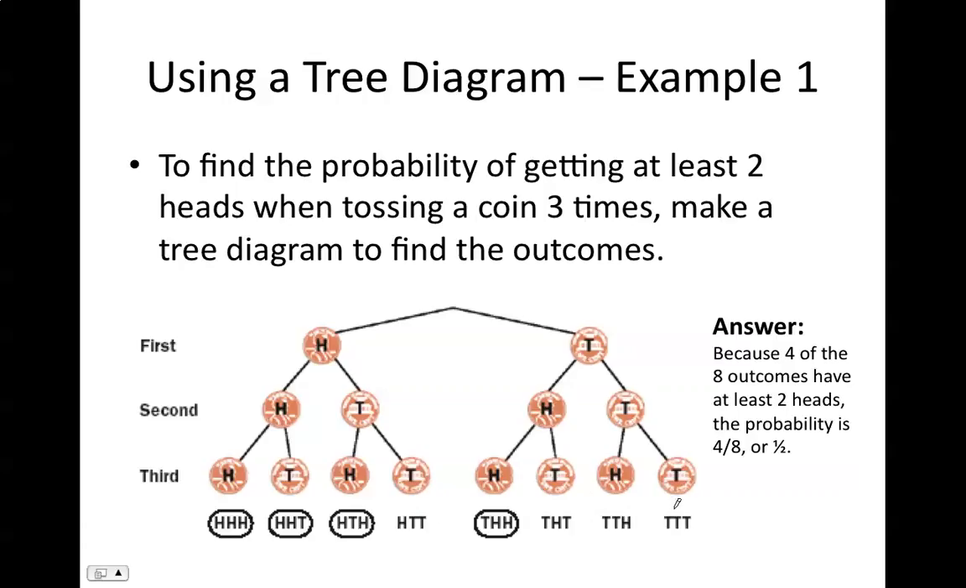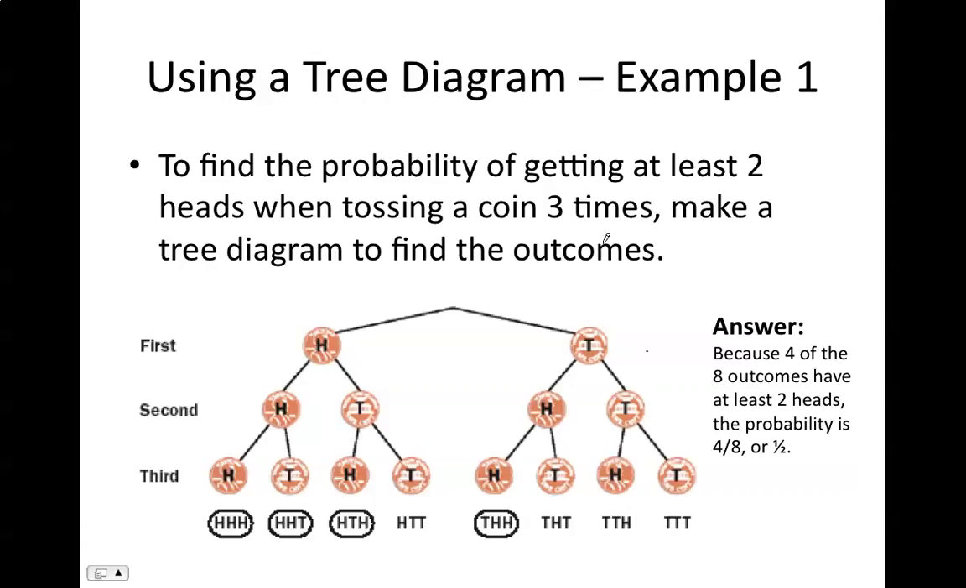The other possible scenario would be on this side of the diagram. All right, if I started with a tails, I could go tails, heads, heads. I could go tails, heads, tails. I could go tails, tails, heads, or I could go tails, tails, tails. Okay, so these are my possible scenarios.